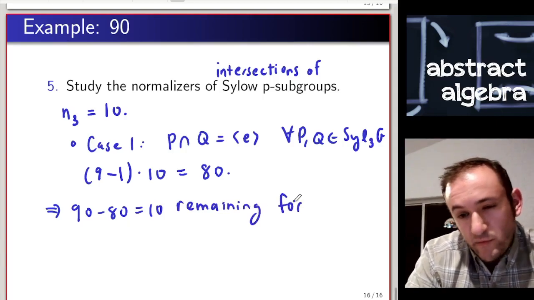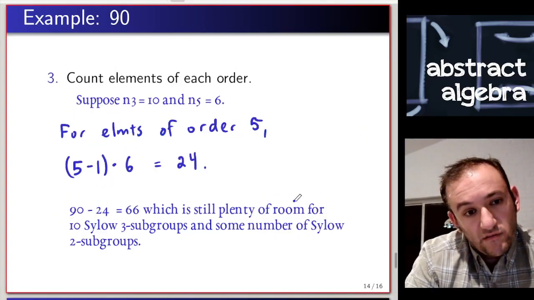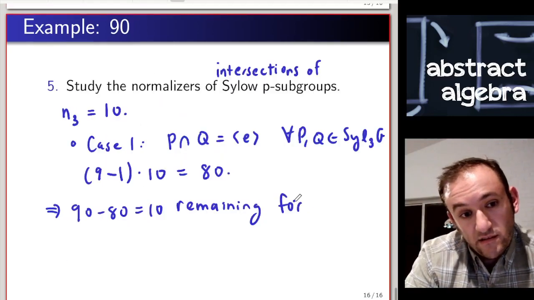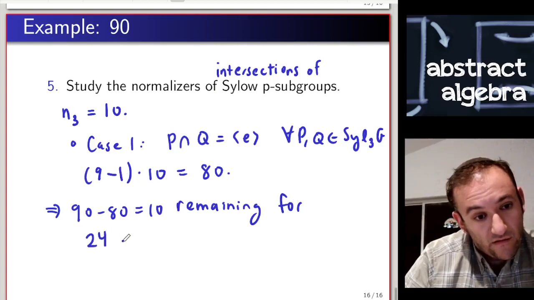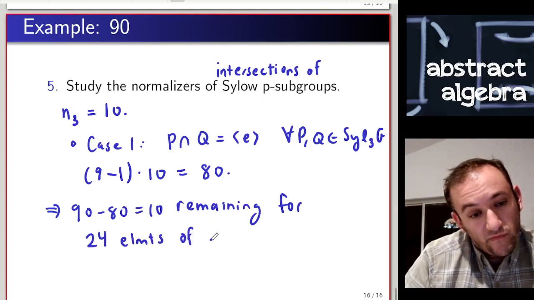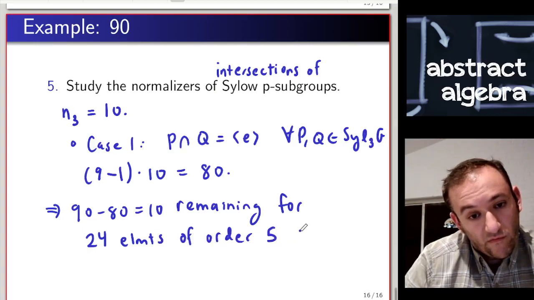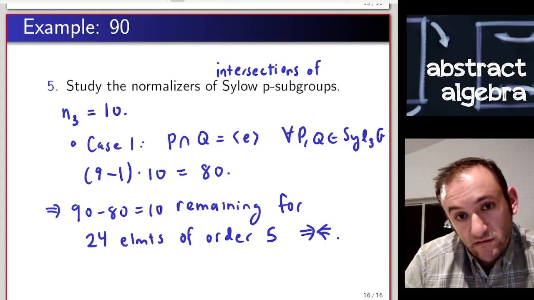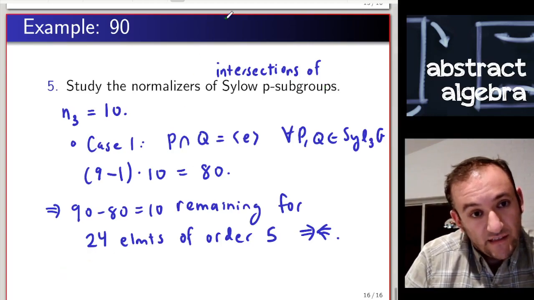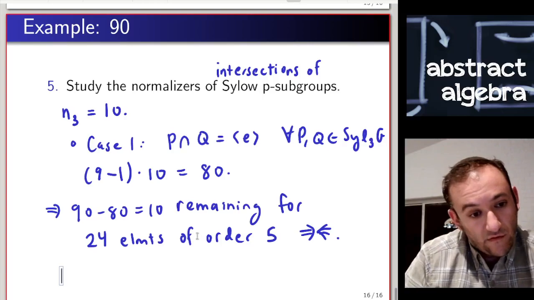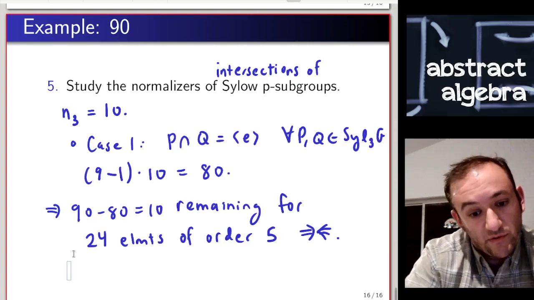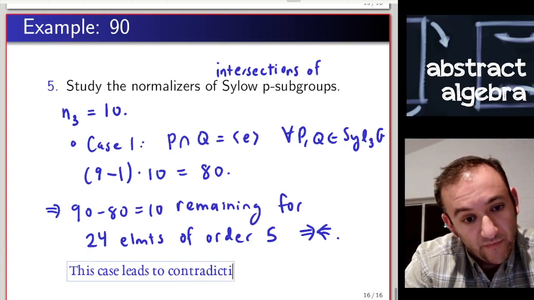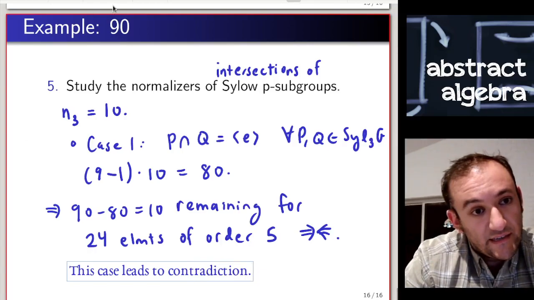For how many Sylow 5 subgroups? It would have to be 6. And so there would need to be another 24 elements. So that's not going to work. Okay, so that tells me that this case finds a contradiction, which means that this case is impossible. Now let's consider the next case.